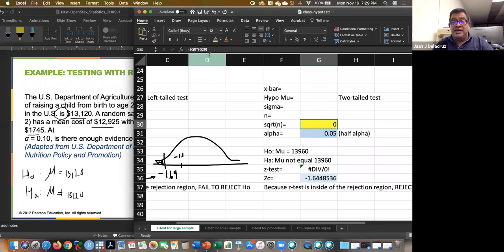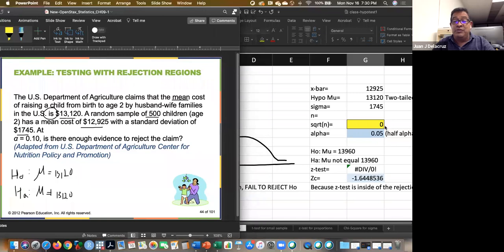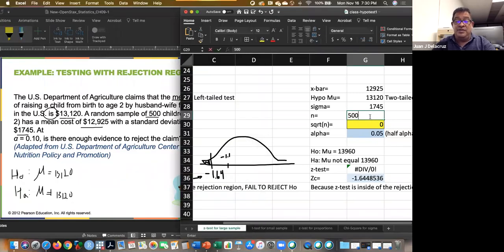So this is a formula, as we can see, with the square root of the sample size. I'm going to use the X bar, which is 12,925. The hypothesized mu is 13,120. Sigma is set at 1745. And we have a huge sample size, so we don't have any doubt that this is going to be normally distributed. So we have 500, the square root of the sample size, and here we have the z-score.